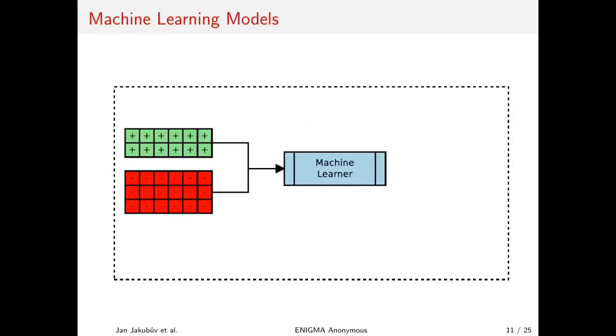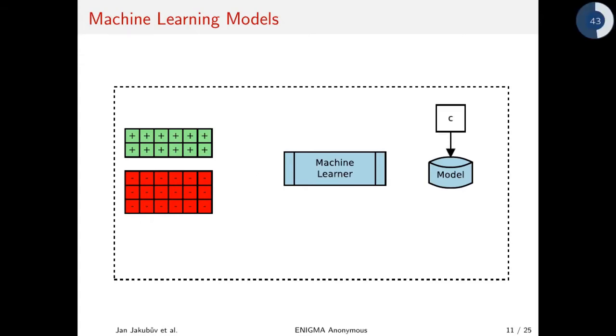A machine learner is something to which we can send a bunch of training samples and it outputs a model. The model is something where we can put an arbitrary clause and it classifies it either as negative or positive. This classification is based on the information from the training samples. There are many existing different machine learners, and each of them tries to memorize and generalize information from the training samples in a different way.